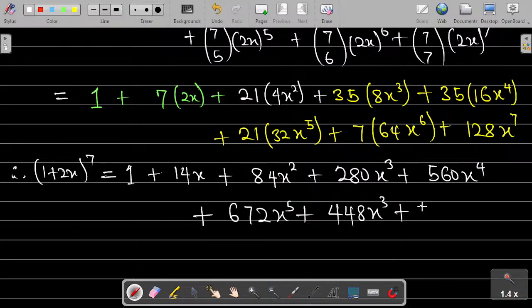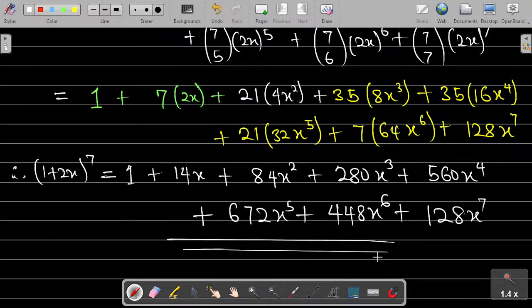I've done this one, right? Is it raised to the power of 6? Where did I get 3? Okay, raised to the power of 6. And then finally, we now have 128x raised to the power of 7. And this is your complete expansion with your coefficients showing.